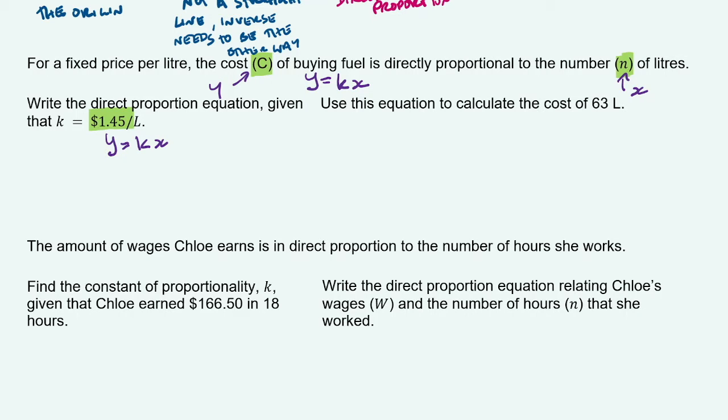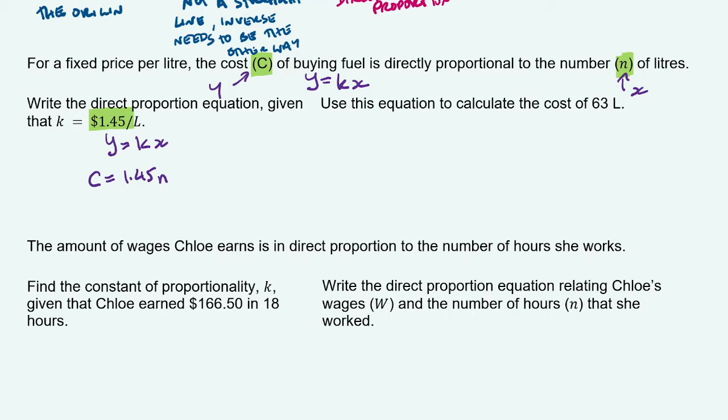So Y equals KX becomes C, because that's the cost. That's what we're looking for. This one is going to be directly proportional to 1.45 N, because that's what it's proportional to. And K obviously being 1.45, that being our constant rate of proportion.